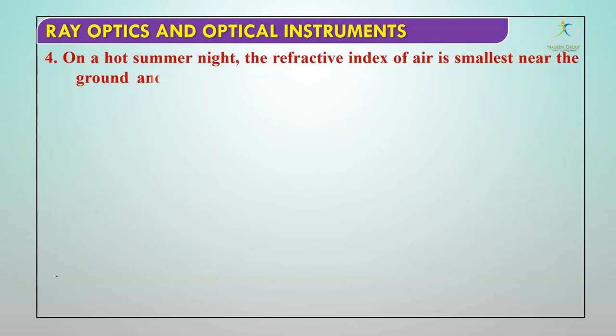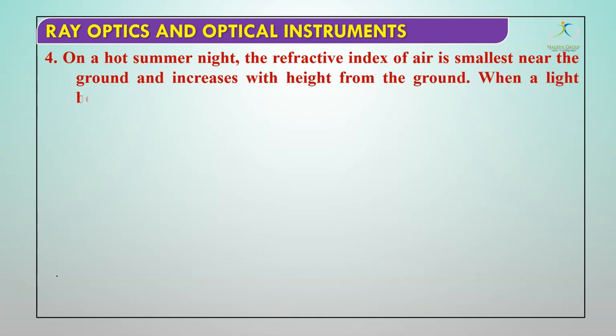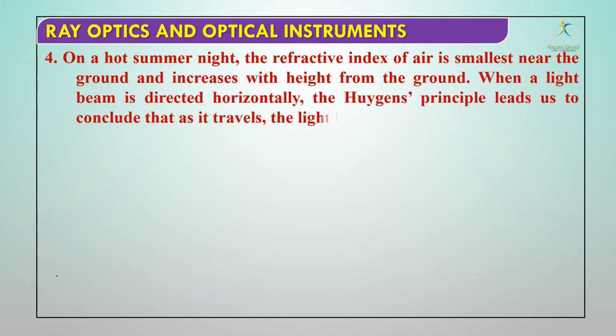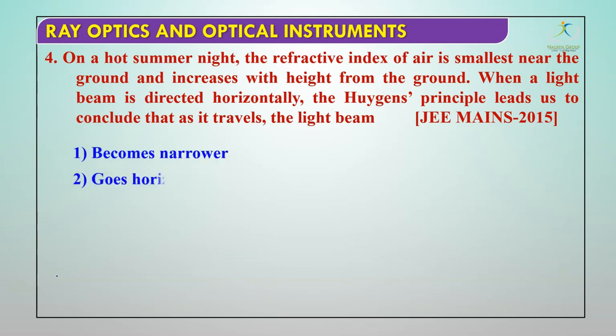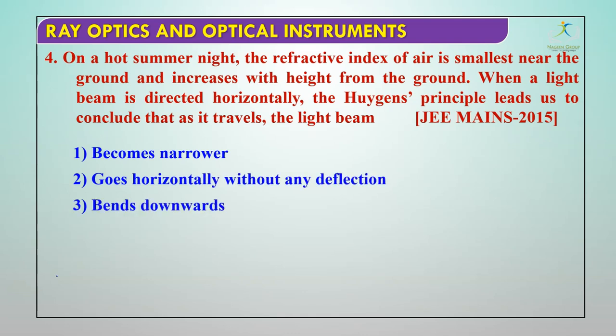Next question we have: on a hot summer night, the refractive index of the air is the smallest near the ground and increases with the height from the ground. When the light beam is directed horizontally, the Huygens principle leads us to conclude that as it travels, the light beam: first, becomes narrower; second, goes horizontally without any deflection; third, bends downwards; fourth, bends upwards.